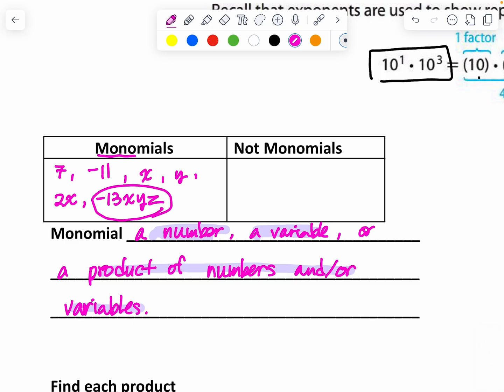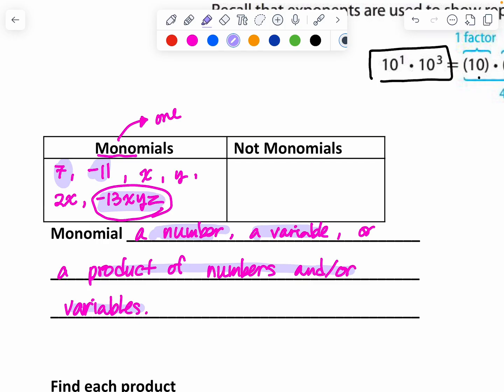By the way, the prefix mono means what? That's right, 1, okay? So these are still considered one term. I mean, it's obvious the 7 is one term, negative 11 is one term, but it's not so obvious that we make negative 13xyz one term.